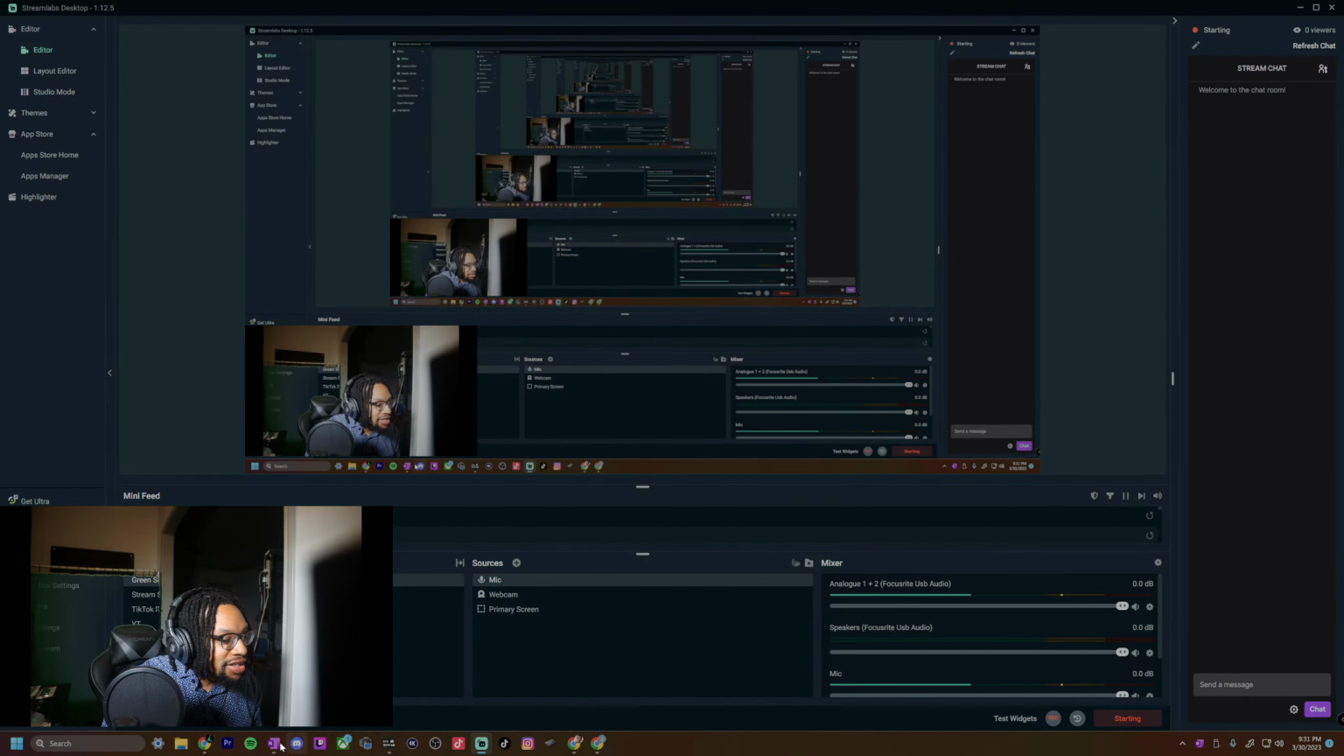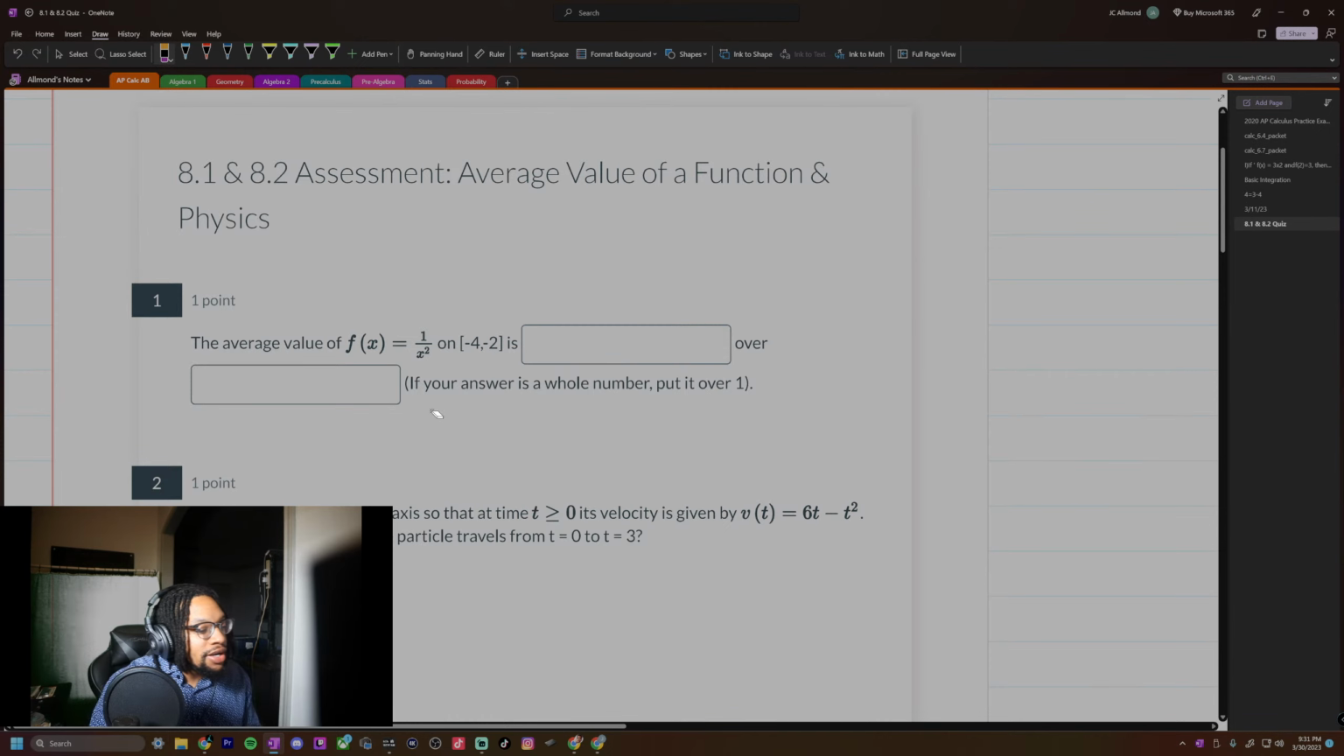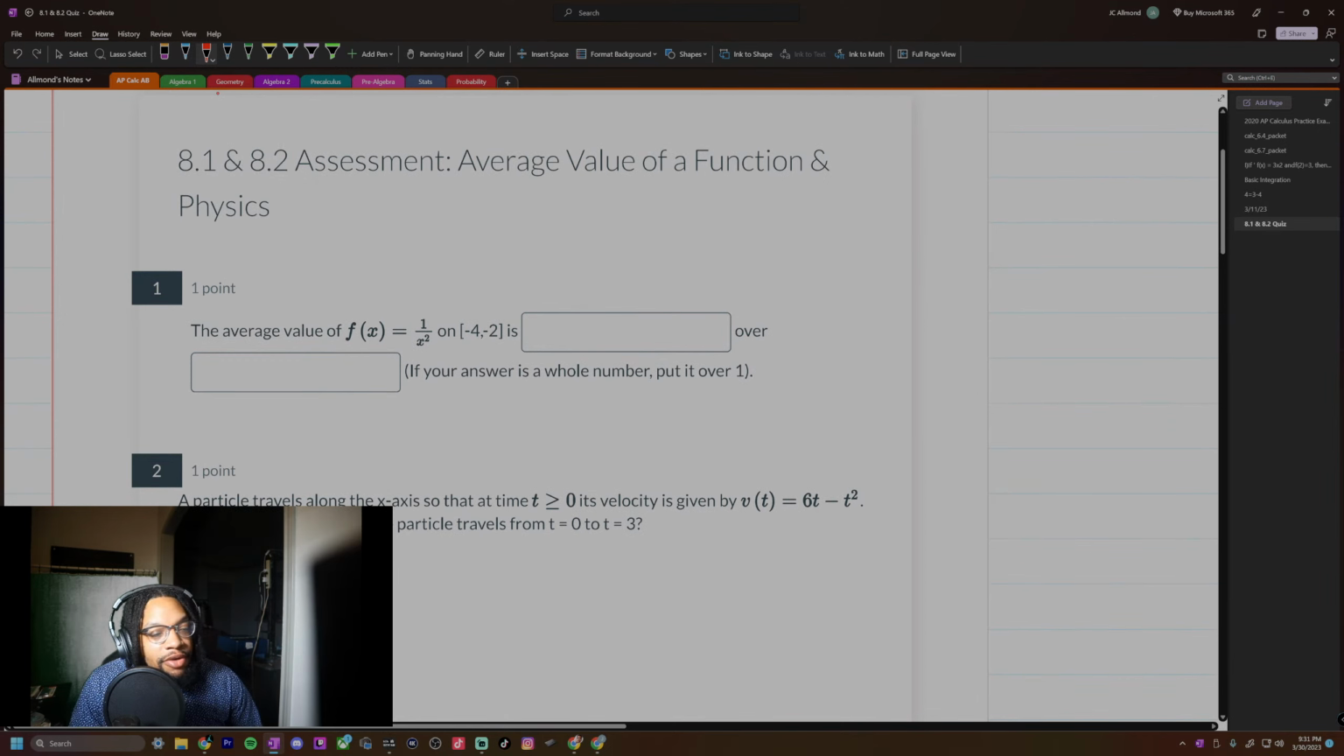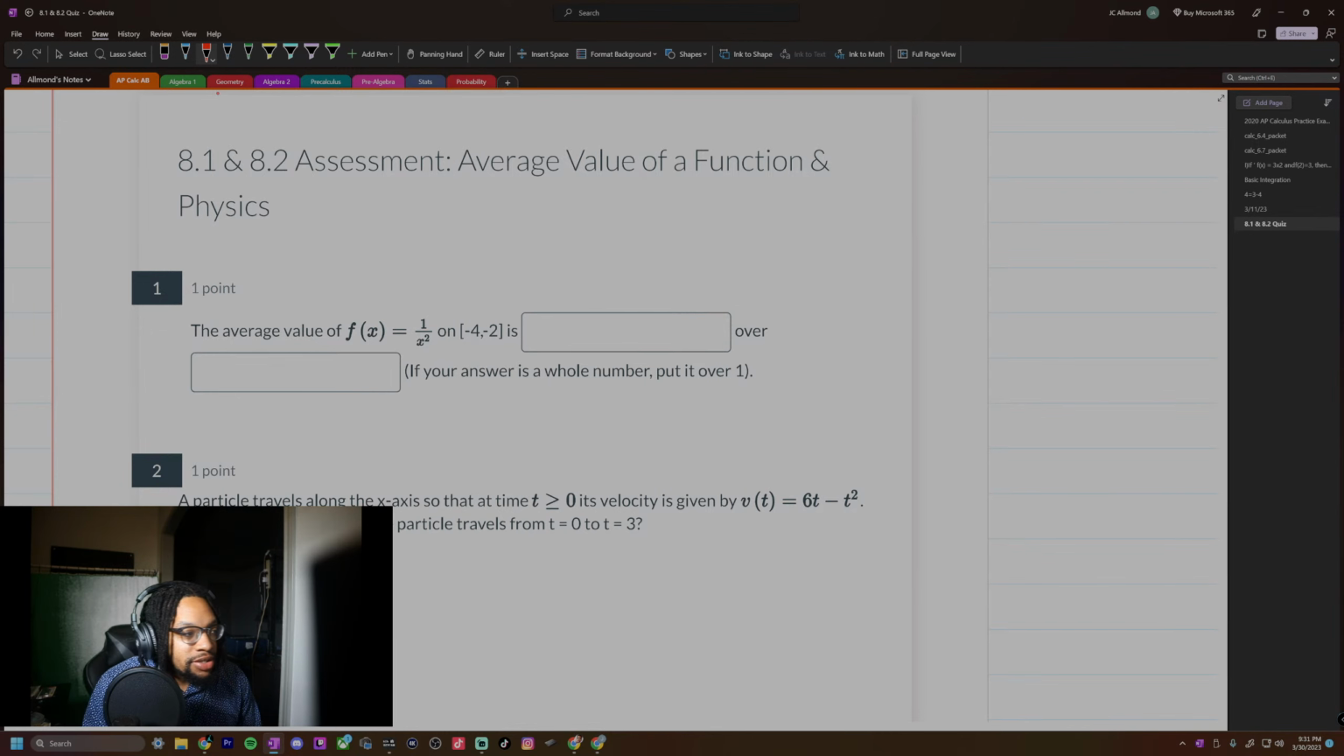Okay, we're gonna try this again, and this time we're gonna do it right. 8.1 and 8.2. I'm gonna do a test that I made. Hopefully that will help some of y'all out. 8.1 is all about finding the average value of a function. So just adding up a whole bunch of y values and dividing by the number of x values, basically. 8.2 is all about connecting position, velocity, and acceleration through some type of integration in some way, shape, or form.